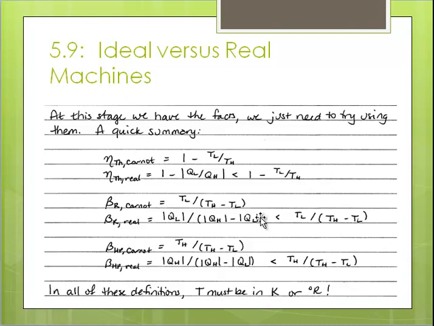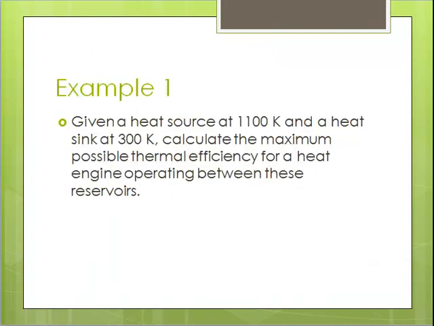Now I can do these same sorts of formulas for refrigerators and for heat pumps. And one of the key things is that these temperatures were all developed based on an absolute temperature scale. So that's an absolute requirement: it must be absolute temperature. So let's try applying this. Let's look first at a simple one.